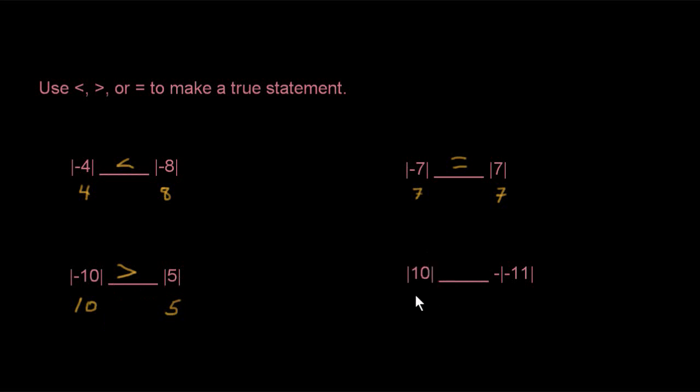The next one, the absolute value of 10 is 10. And then over here we have the opposite of the absolute value of -11. So let's write down the opposite. And what is the absolute value of -11? That's 11. And the opposite of the number 11 is -11. Once again, we'll make our arrowhead point towards the smaller of the two numbers. -11 is smaller than 10, so we'll use the greater than sign.